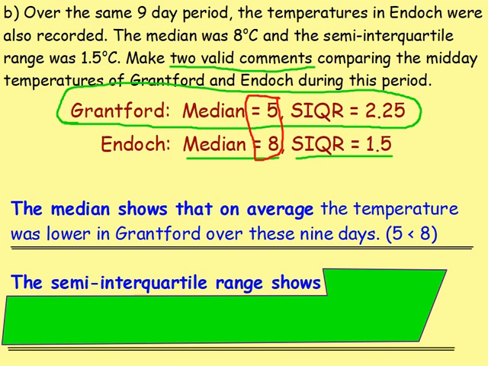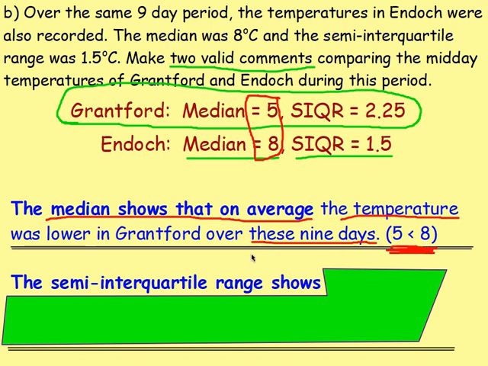As I've done with lots of the examples like this, you can always reverse that. You can say the median shows that on average the temperature in Endach is higher than in Grantford because the 8 is bigger than the 5. It doesn't matter which way around you have it, but make sure that you get the median shows that on average and then link it back to the question. It's talking about the temperatures in these places over the 9 days, and you know it because it's the 5 and the 8 that you're looking at when it comes to the median. So that would give you 1 mark.